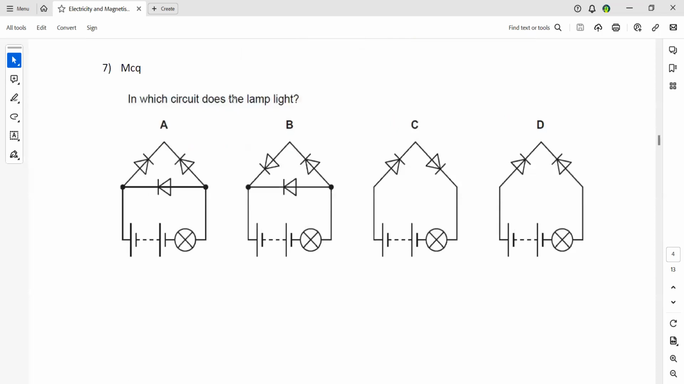In which circuit does a lamp light? Conventional current flows from positive to negative. So when we show the conventional current, this will allow, but this blocks, and this also blocks. When we check the conventional current, these diodes will allow and the circuit will be complete, so the lamp will light up. Here, the first diode allows, but the second will block, so the lamp will remain off. When the current is from the side of the plus, the diode will allow. When the current is from the side of the minus, the diode will block.